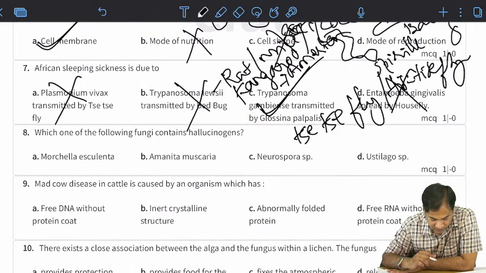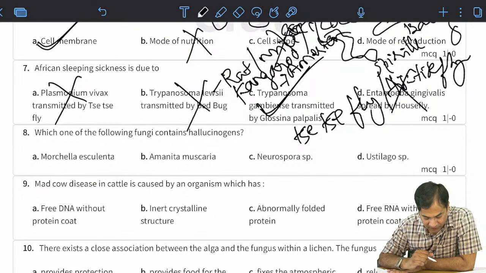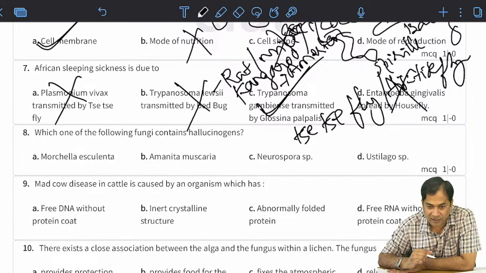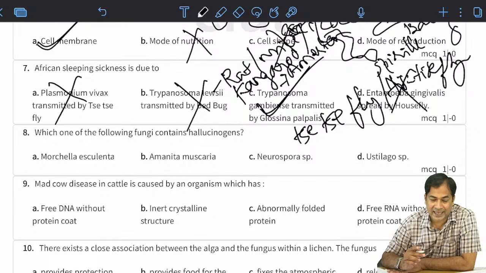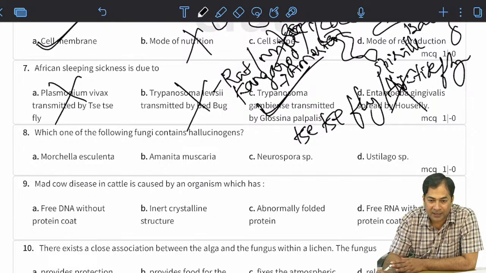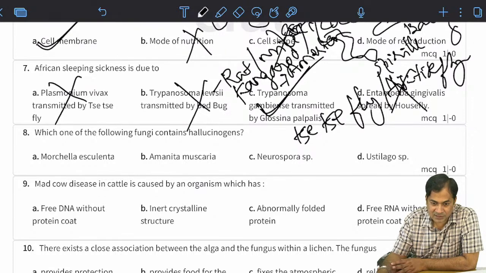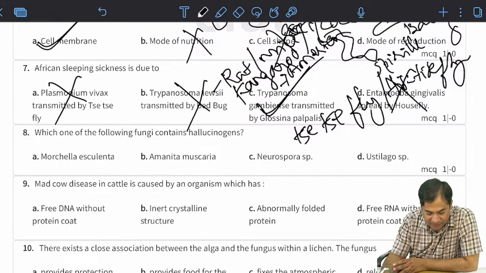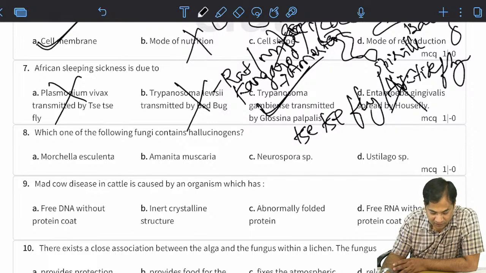Yes. Next question. Which one of the following fungi contains hallucinogens? You know what hallucinogens are? Some drugs have these properties. That is hallucinogenic property, meaning reality is different from what you think, like false imagination, hallucination, when somebody takes hallucinogenic drugs. So which of these fungi has hallucinogens? That means you are not supposed to consume this fungus.